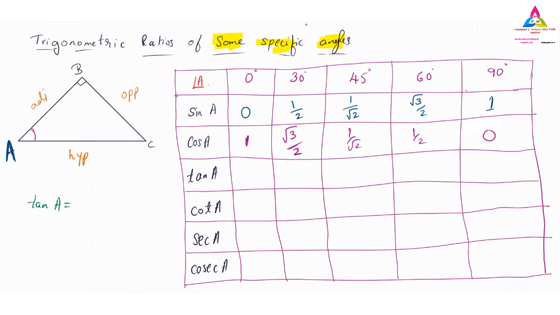Tan of A. What is the tan A formula? How can we find the tan A formula using sine and cos? Opposite by adjacent, yes, but I'm talking about using sine and cos. Sine theta divided by cos theta. Yes, sine A and cos A divided by each other. So that is tan A. So here also we will do the same thing.